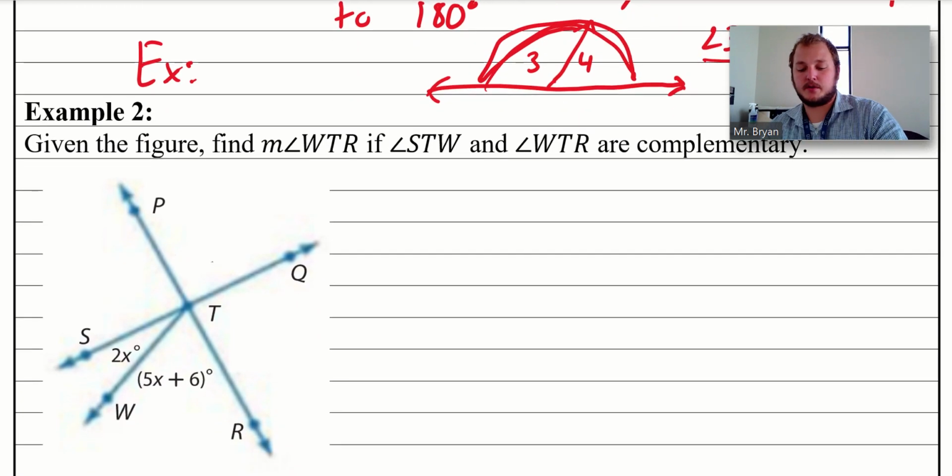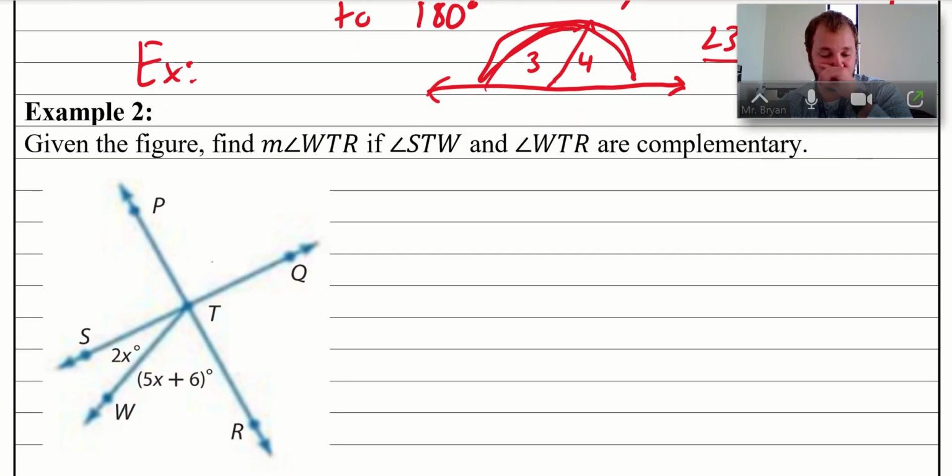All right, if I'm looking at this one, it says, given the figure, I want to find the measure of angle WTR if angle STW and angle WTR are complementary. So again, take a second, sketch this diagram for me, pause your video, and then we'll come back together. Okay? So hopefully you got the time to do that.